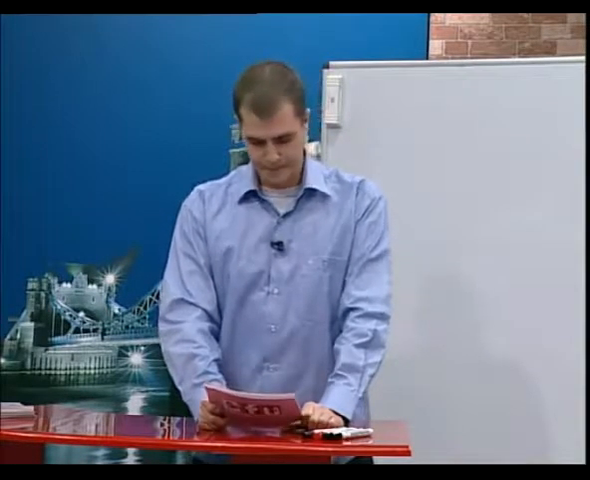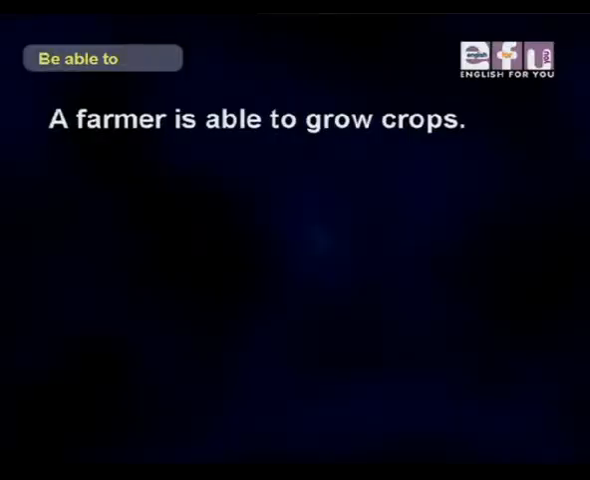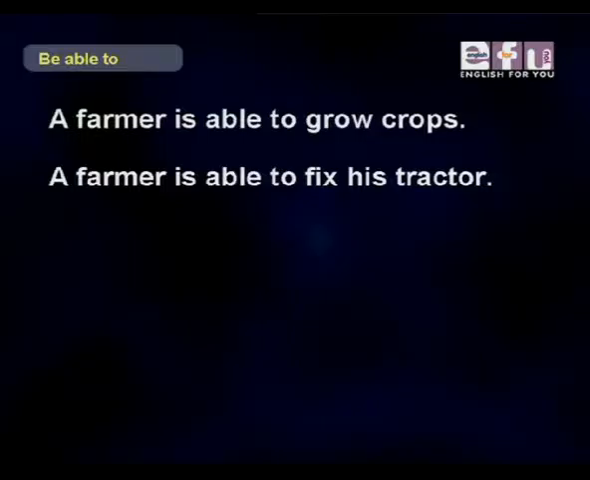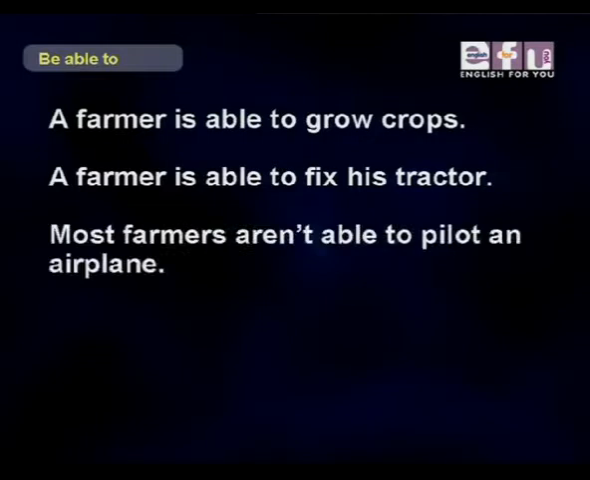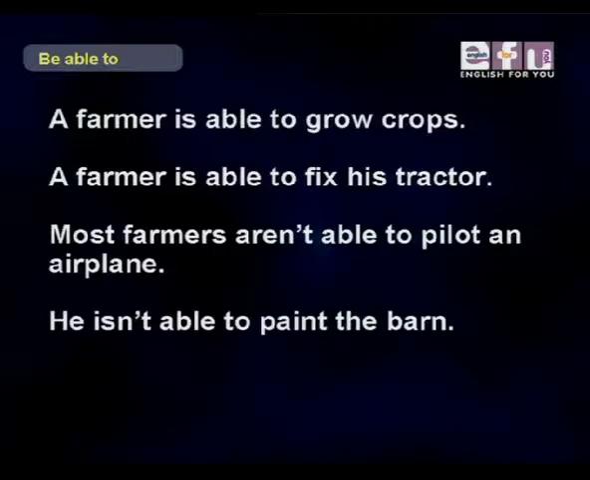Be able to. Well, now let's look at be able to. Let's read these sentences from the screen. A farmer is able to grow crops. A farmer is able to fix his tractor. Most farmers aren't able to pilot an airplane. He isn't able to paint the barn. He has a bad leg.